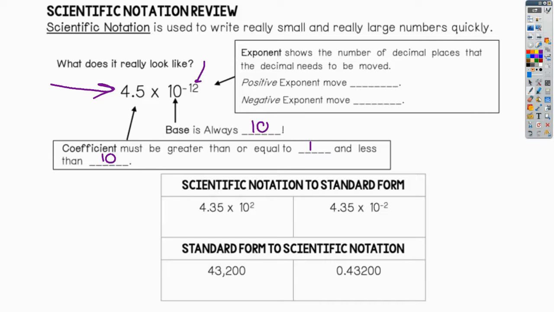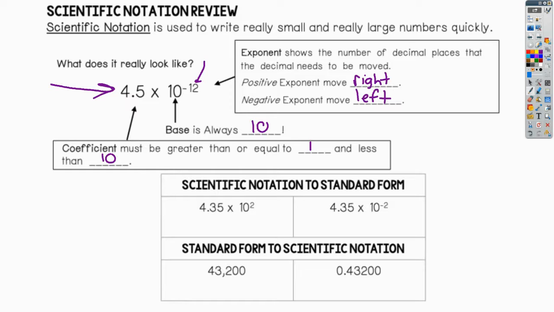the one right there. Now, the exponent's very important because it tells us how to move our decimal. Positive exponents always move the decimal to the right, and negative exponents always move the decimal to the left. Let me make that prettier, sorry. Left. So let's look at what we have down here.